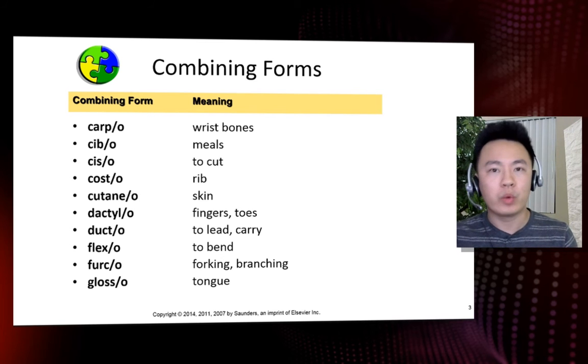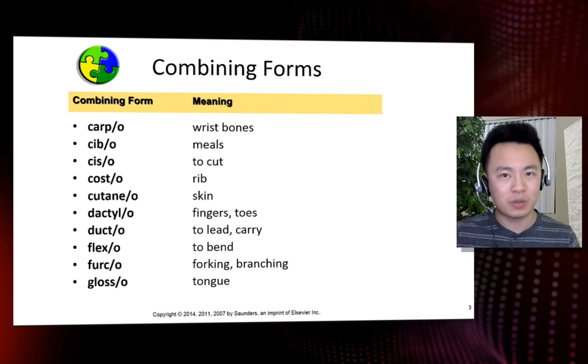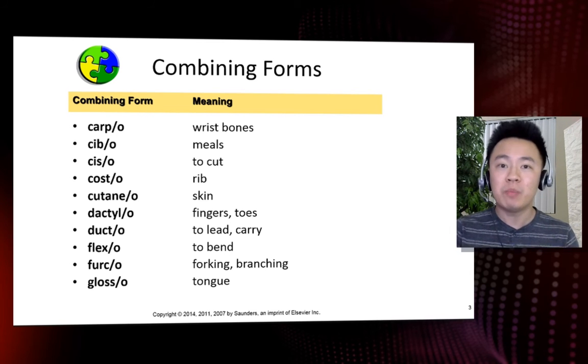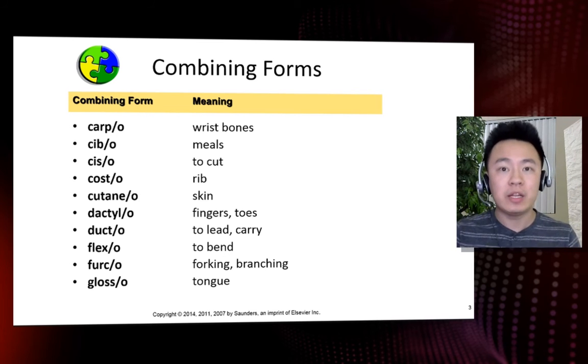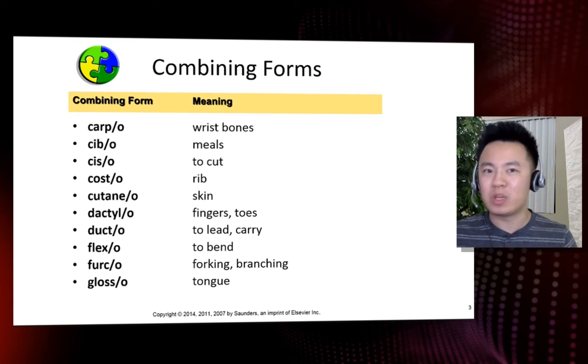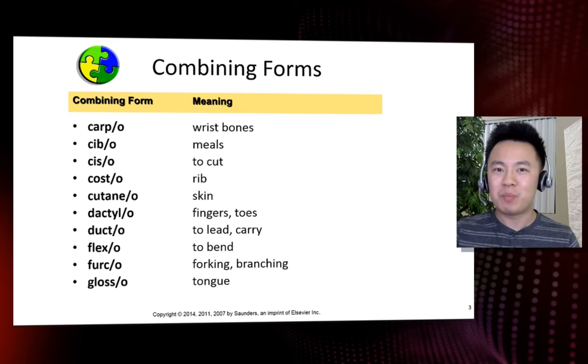Costo means rib. For example, intercostal muscles means pertaining to in between the ribs, or pertaining to the muscles in between the ribs. But don't confuse this one with Costco, which is that big warehouse that sells a lot of goodies and foods and all that stuff. You don't want to confuse it with that one, so be sure to not do that.